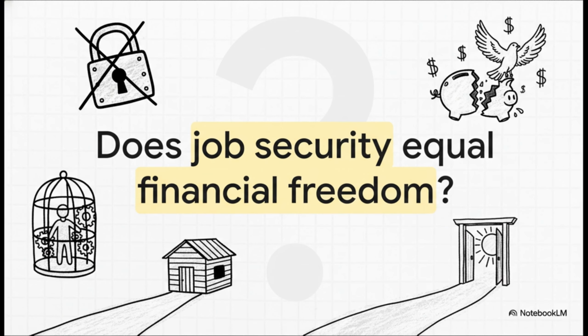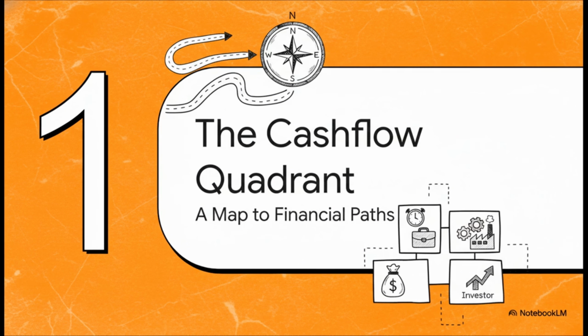The book just comes right out and challenges this idea head on. It basically asks, what if the very thing you're chasing, job security, is actually what's holding you back from real financial freedom? So how do we even begin to unpack that? We unpack it with this simple but honestly pretty profound diagram, the cash flow quadrant. Kiyosaki uses this as a kind of map to show the different ways people bring in money. It's split into 4 sections, and each one represents a totally different way of thinking about finances.